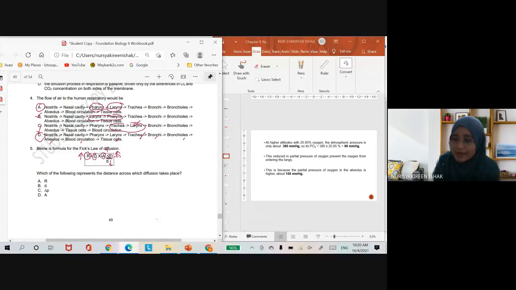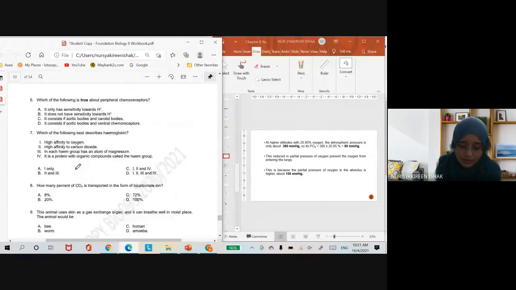It is the same with the blood capillaries in the lamella of fish gills, and the same in the parabronchi found in the lungs of birds. In the question it says which of the following represents the distance across which diffusion takes place. So it is D, distance. R is the rate of diffusion. You want to decrease the distance, increase the difference in partial pressure, and increase the area, in order to get an increase in R.